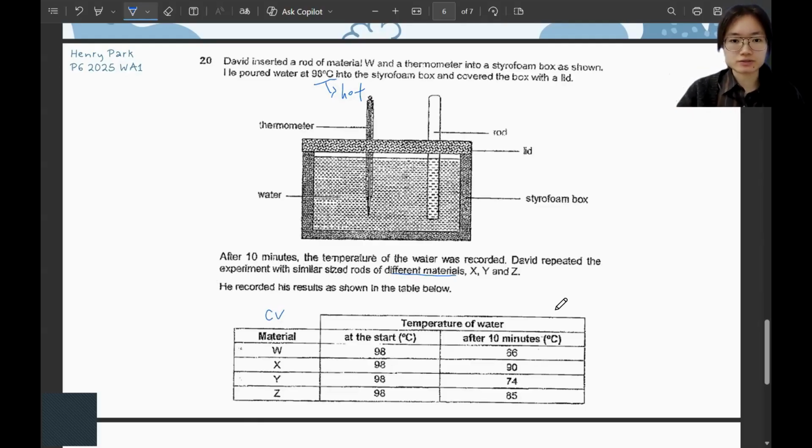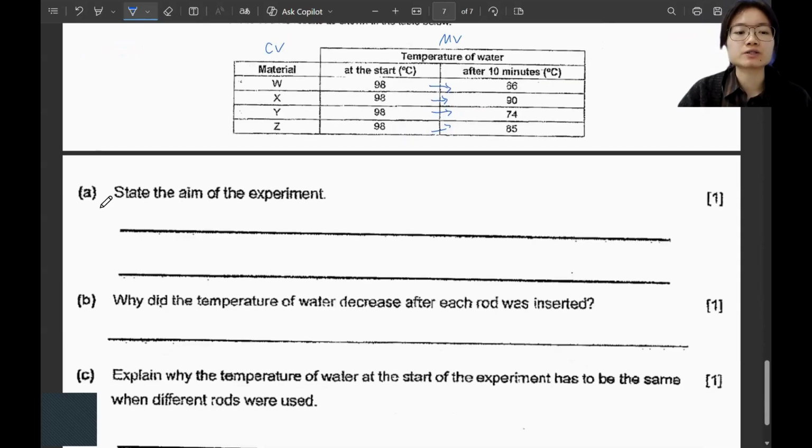The different materials, right? And then our measured variable will be the temperature of water. Let's move on. At the start, the temperature of the water is 98 degrees Celsius, and then after 10 minutes, they all decreased. So let's look at our questions now.